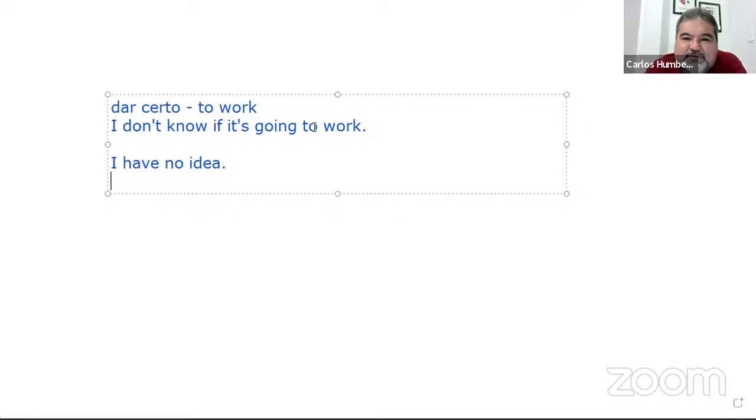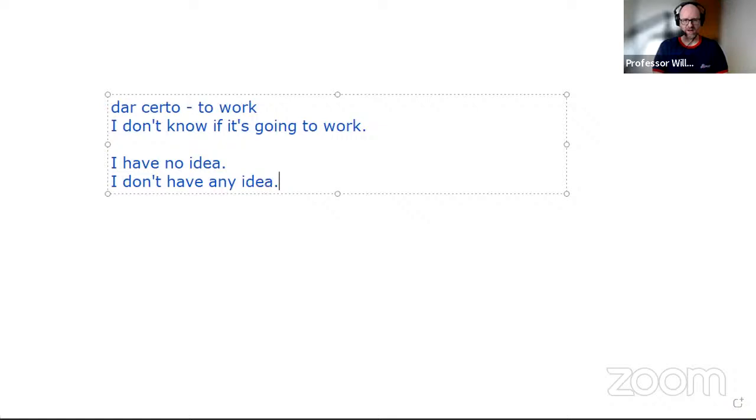I haven't idea. Okay, so os britânicos falam I haven't any idea. So in American English, I don't have any idea. Mas os britânicos falam I haven't any idea. And in American English, não é tão comum usar haven't como possuir, porque nós temos o que é I haven't.